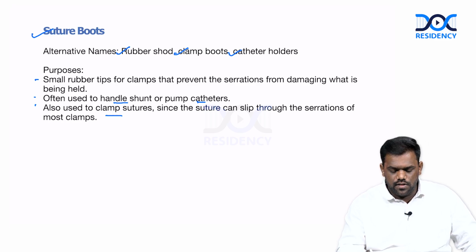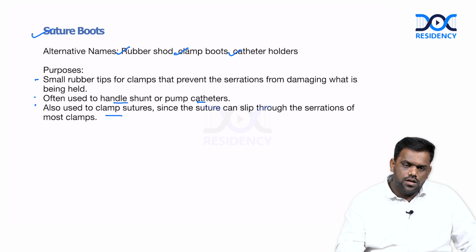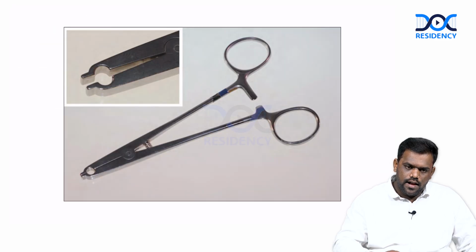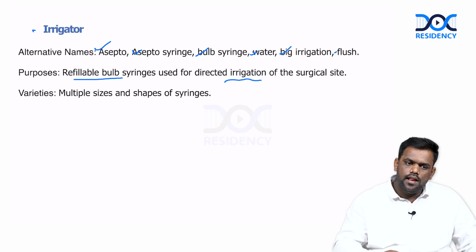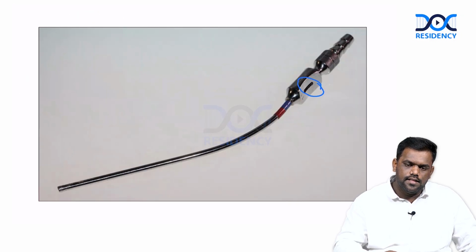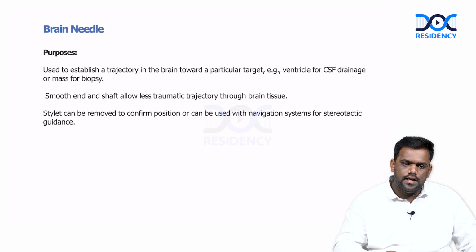So, the suture boots, otherwise called rubber shods, clamp boots or catheter holders, we can use to prevent damage from the serrations, to handle the shunt or pump catheters and to clamp the sutures. The shunt washer, the Ranis applier, the Kitner, irrigator, hemoclip applier, and a Fraser suction, with cotton patty and a brain needle.